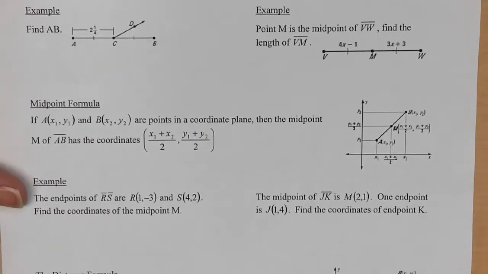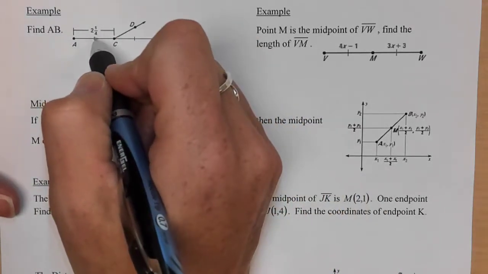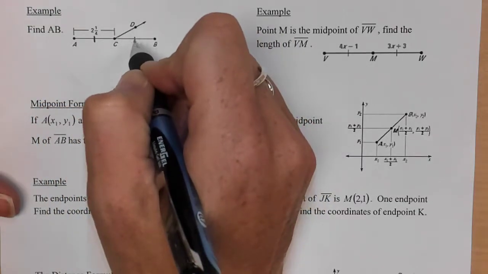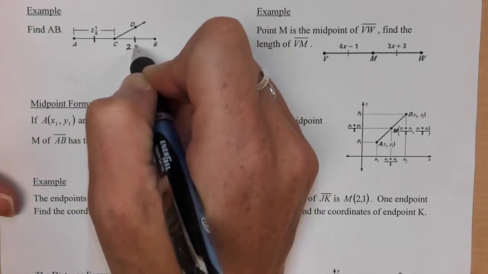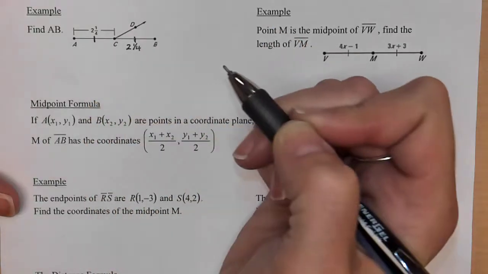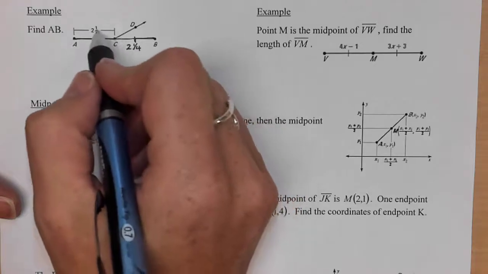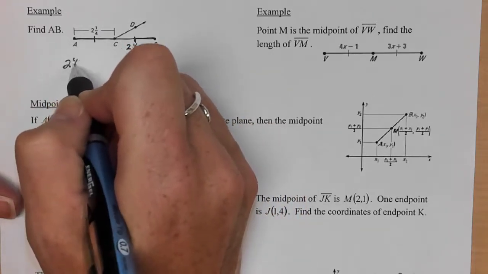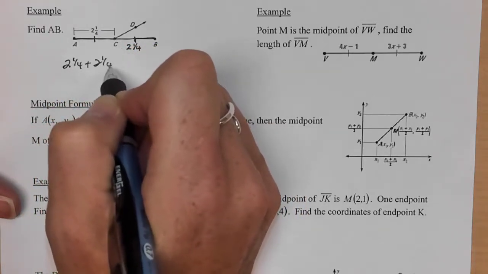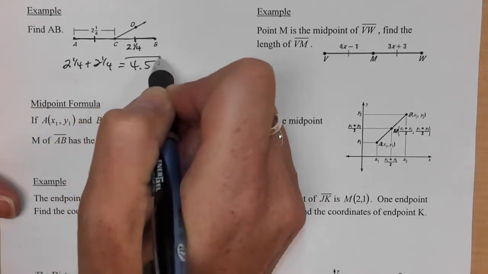A couple of examples, quick. We've got 2 1/4 here on this tick mark, which means that this tick mark is also 2 1/4. And they want me to find the whole thing. So the whole thing is these two added together. So 2 1/4 and 2 1/4 gives me 4 1/2.